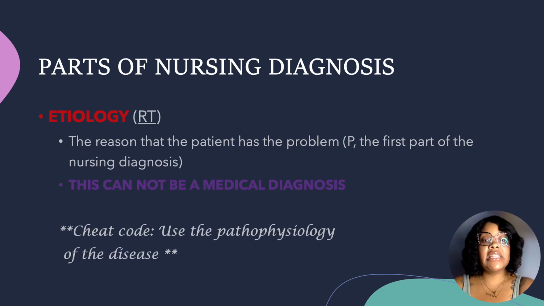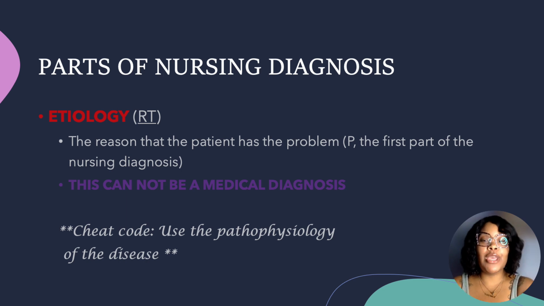Then the next part is the related to part. The etiology is the reason that the patient has the problem. If you say that the patient has impaired swallowing, why does this patient have impaired swallowing? You want to look at the patient's history. You want to look at their charts and their medical diagnoses and ask, wait, why does this patient have impaired swallowing? Oh, they have impaired swallowing because they had a stroke.